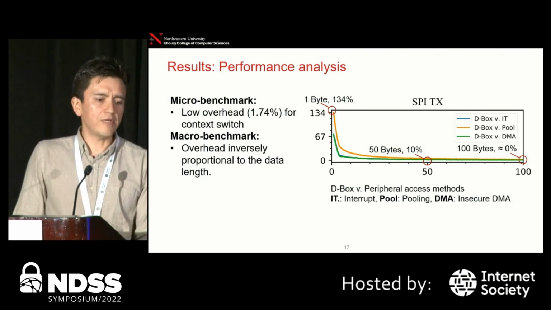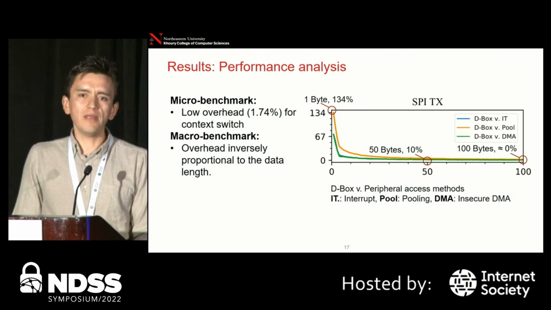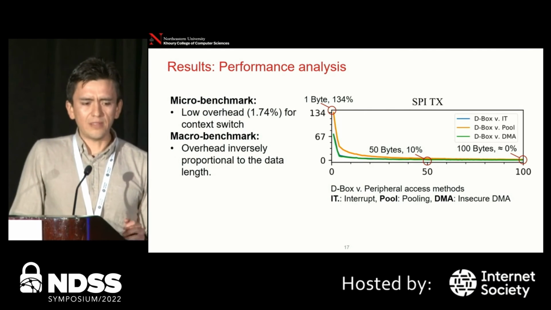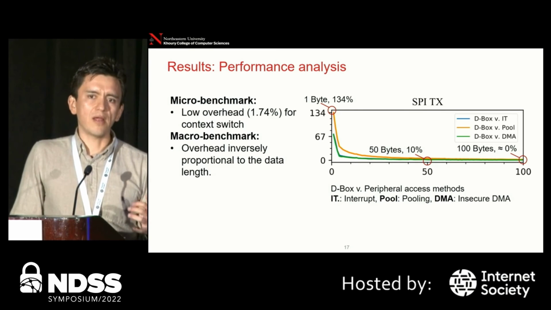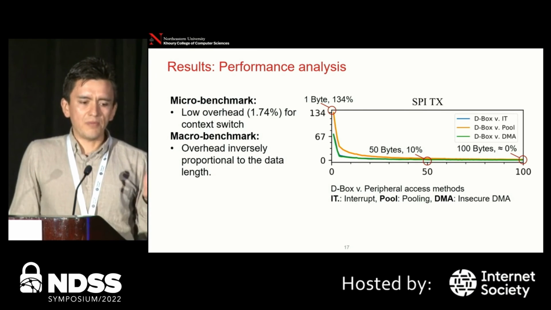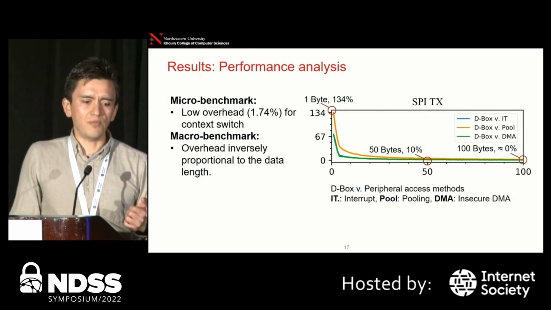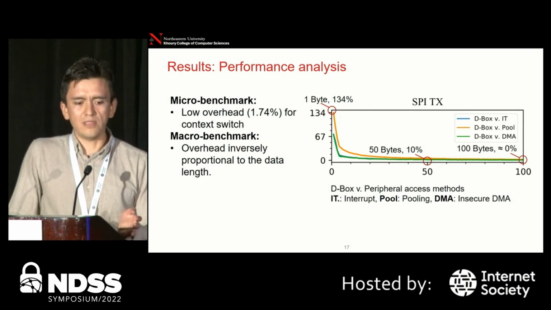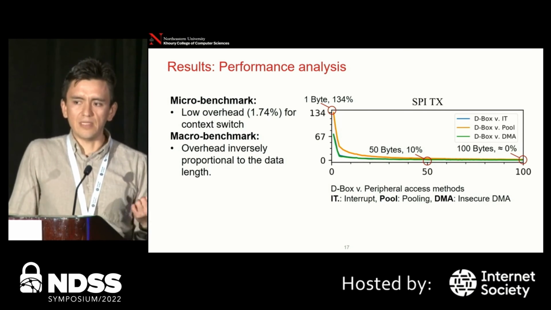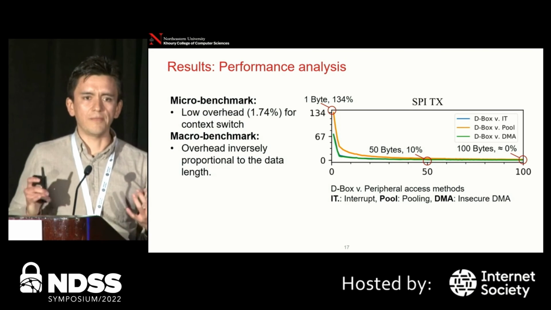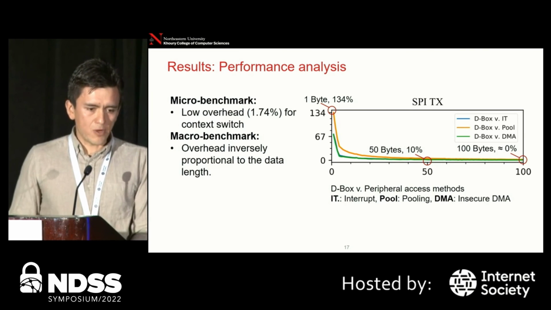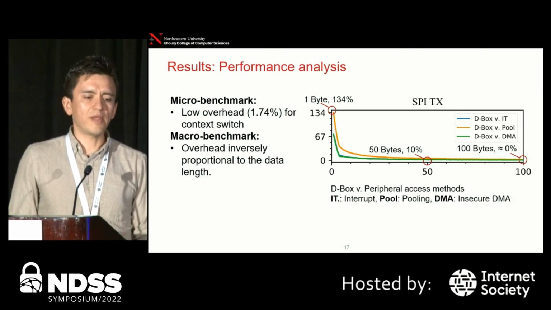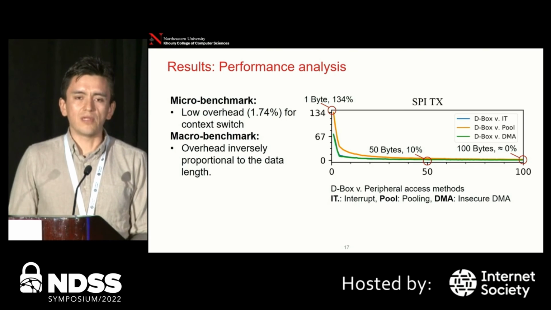For example, when we transmit one single byte, we observe a relatively high overhead of 134%. But for the same operation, when we transmit 50 bytes, this is around 10%. And for 100 bytes, this is almost zero. This is actually an expected result because DMA is using high throughput communication channels. So in real applications, the impact is almost negligible.